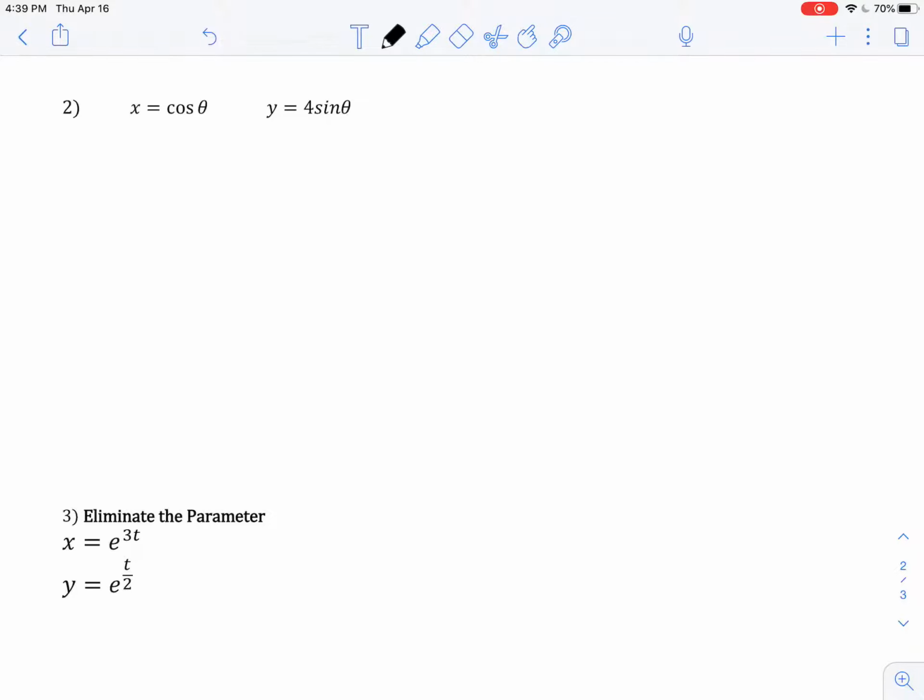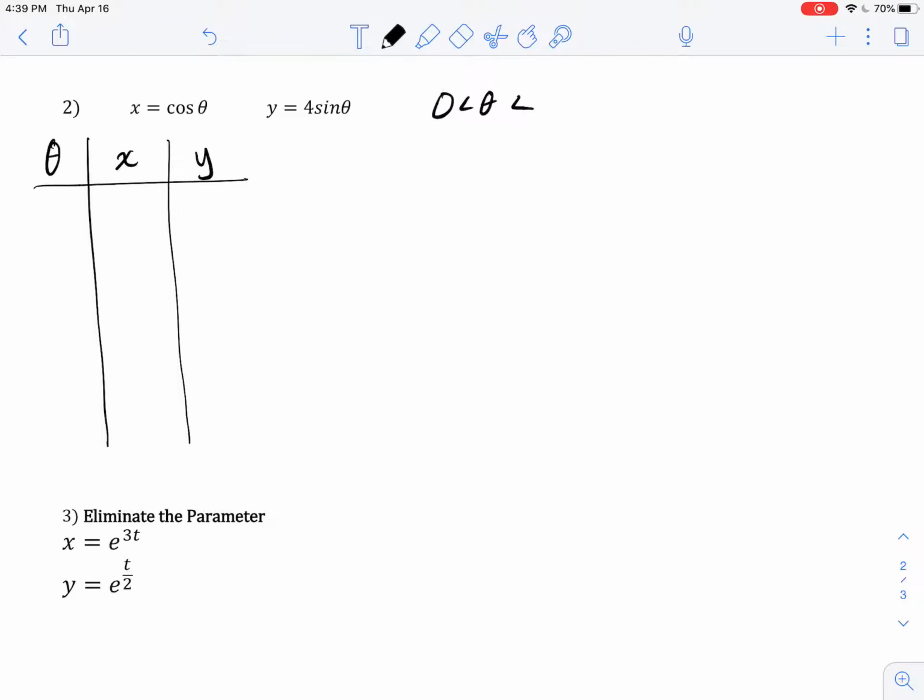But first, let's actually take a look at what our parametric equations result in, what kind of graph we get here. In other words, what's our plane curve? So first step, again, is to go ahead and set up a table. So we've got theta, we've got x, and we've got y. And I didn't give you an interval for theta. I should do that. So let's say theta are values between 0 and 2 pi.